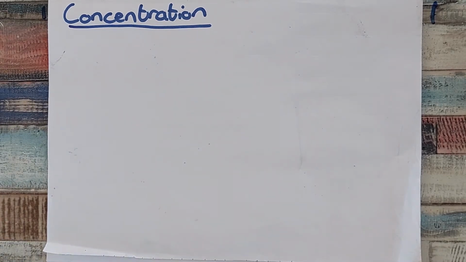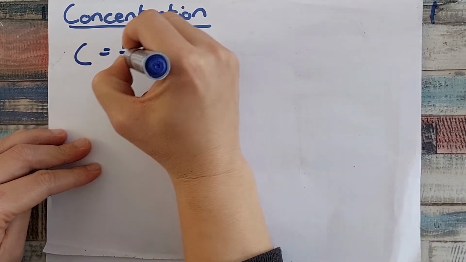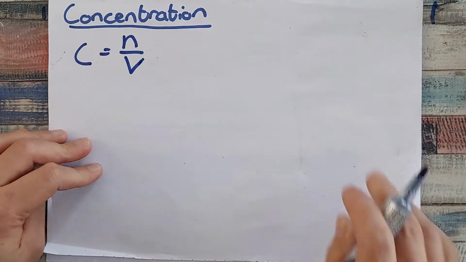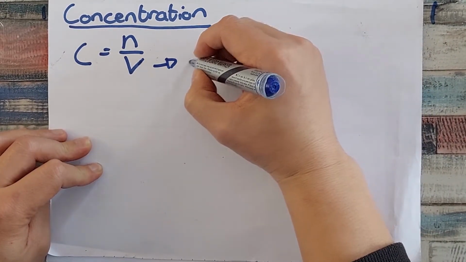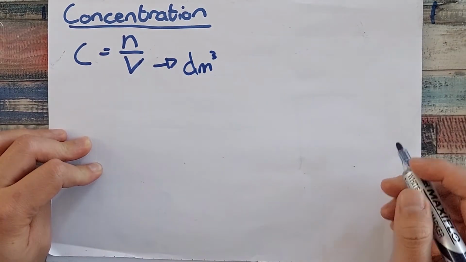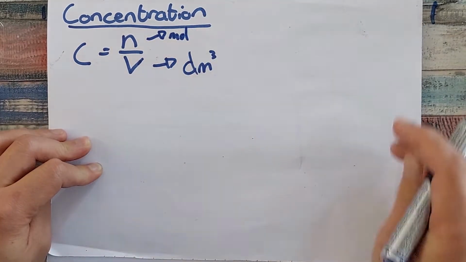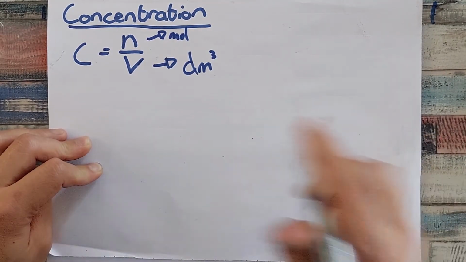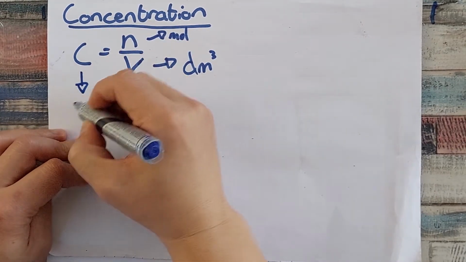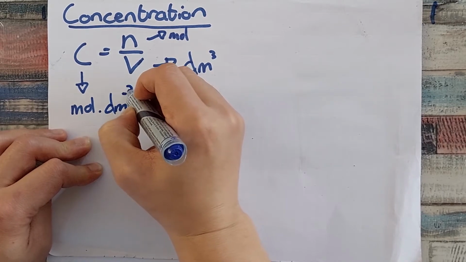The next thing to do is to look at concentration. Now, concentration has a formula of C is equal to n over V, right? Where V is going to be our volume, which is going to be in dm³. n is going to remain as our mole, which can be calculated in a way that you've already done, which is n is equal to m over M. And concentration over here is going to be moles per dm⁻³.